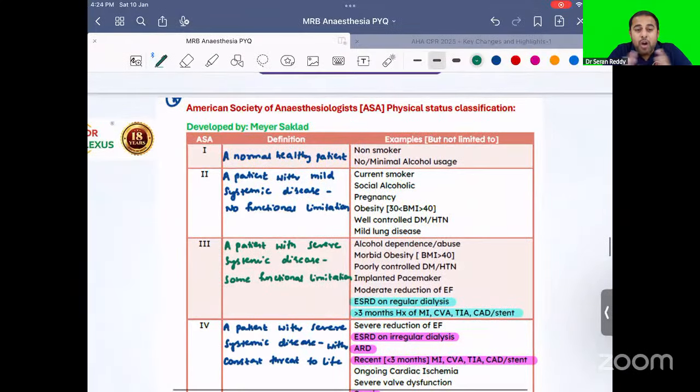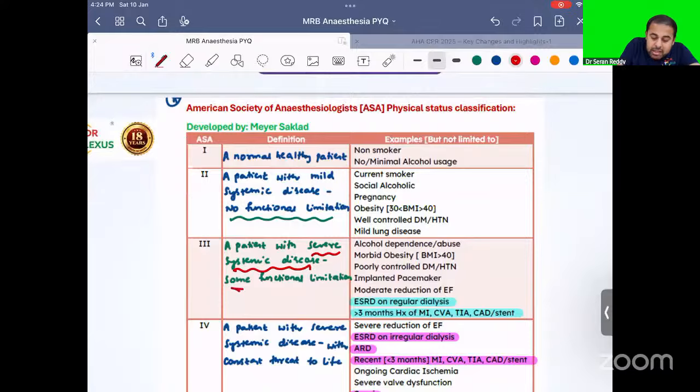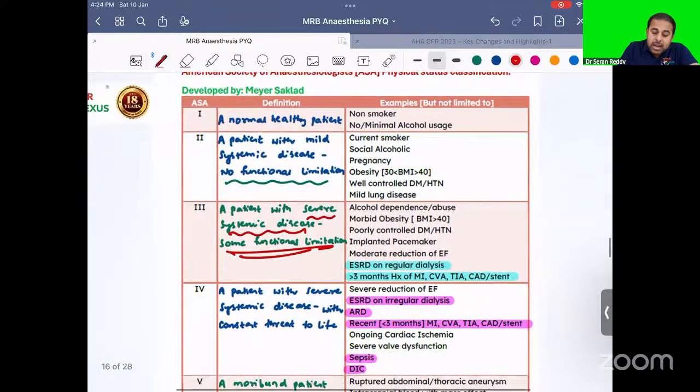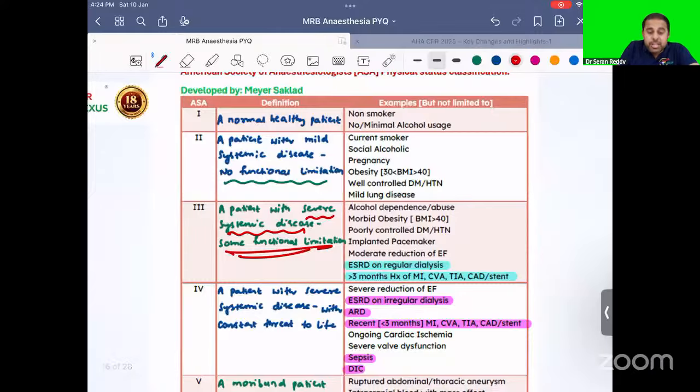ASA 1 is a normal healthy person, no smoker, no or minimal alcohol usage. ASA 2 is a patient with a mild systemic disease with no functional limitation. So the examples are current smoker, social alcoholic, pregnancy, obesity with BMI between 30 to 40, well-controlled diabetes, hypertension, and mild lung disease. What is 3? A patient with a severe systemic disease. Understand? Severe systemic disease with some functional limitation. See the difference here. 4 is also a patient with severe systemic disease.